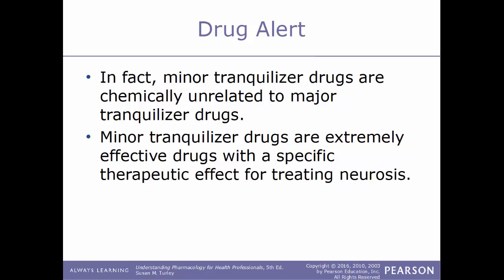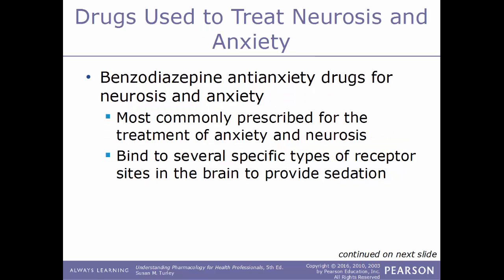In fact, minor tranquilizer drugs are chemically unrelated to major tranquilizer drugs, and minor tranquilizers are extremely effective drugs with a specific therapeutic effect for treating neurosis. The first category of drugs that we'll talk about that are used to treat neurosis and anxiety are the benzodiazepine anti-anxiety drugs. And this is the most commonly prescribed type of drug for the treatment of anxiety and neurosis.